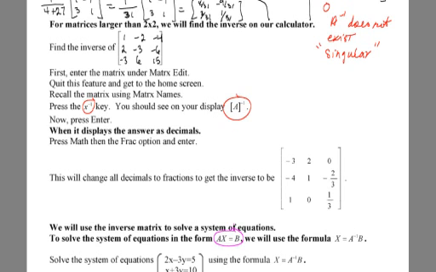The formula you must know is this. That's what we use to solve a system of equations using the inverse matrix. So when you have a system of equations in the form AX equal B, the solution, being the variable matrix X, will be found by taking A inverse and multiplying it by matrix B.